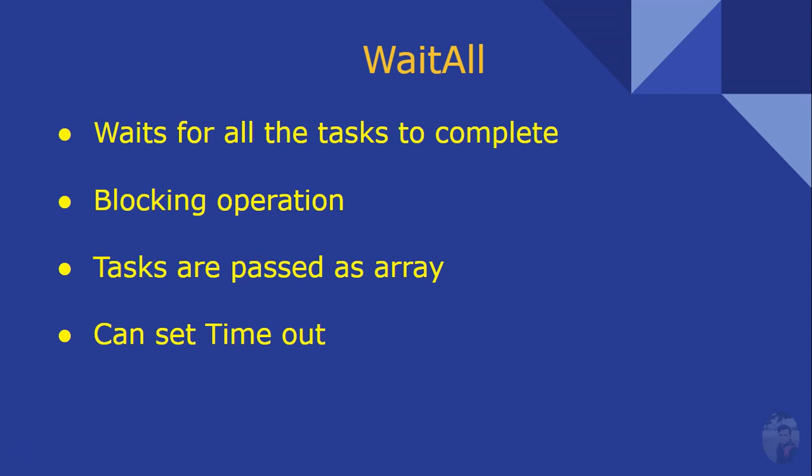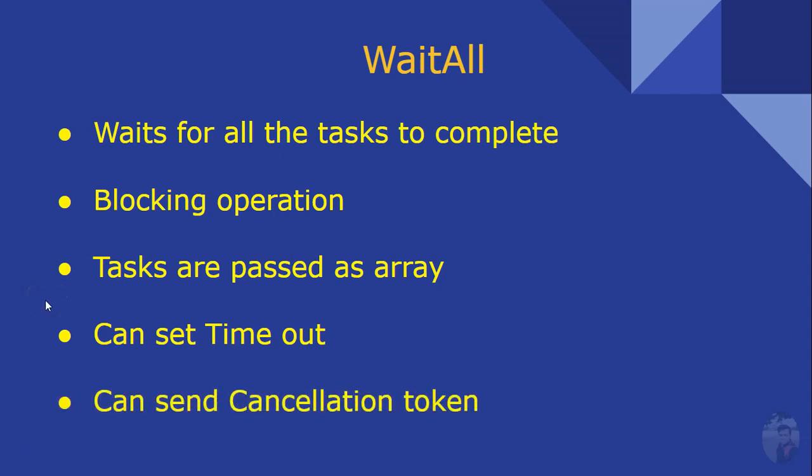We can set a timeout. So if, out of 3 tasks, one task is taking longer than expected, then a timeout can be set so that the thread can be released and the code further down the line can proceed. A cancellation token can also be set.